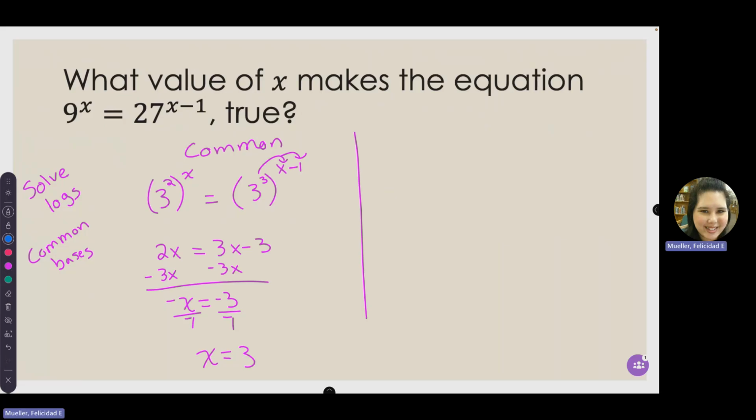The other one we have is using logs. So I can take log of both sides. So this would be log of 9 to the x equals, now this is not the method I would use, but it is what it is. Log of 27 to the x minus 1. Yeah, I wouldn't do that method now I'm looking at it. That's ugly. I would do common bases. Don't do logs. If you do big logs, that's just making it really messy.